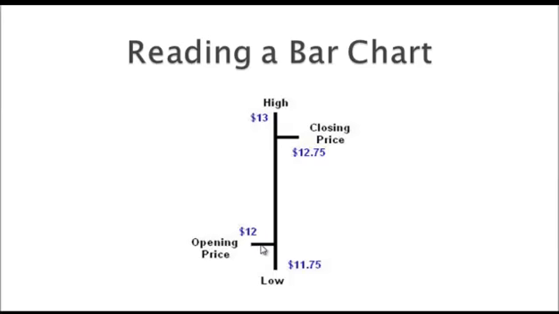So let's take a look. The security opened, and it traveled throughout the day to its highest price. It pulled back, and it closed at the end of the day at $12.75. The lowest price of the security for the day was $11.75. So here's your opening price, here's your closing price, the low of the day and the high of the day, and that's what the bars are made up of.